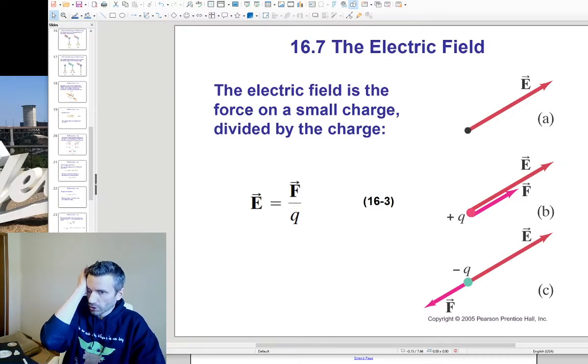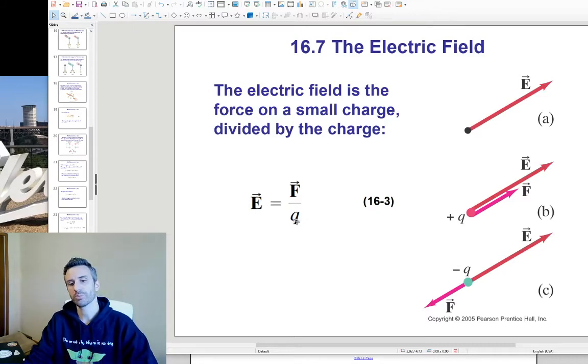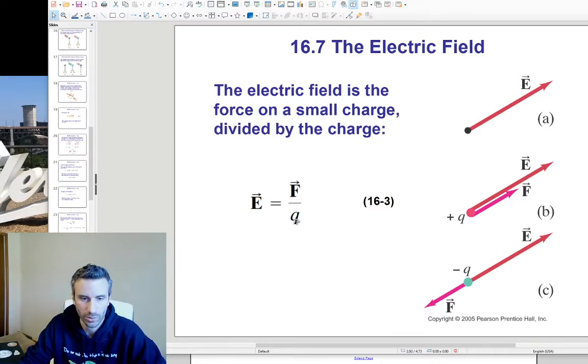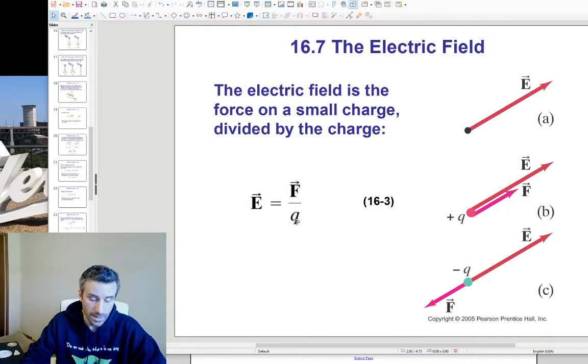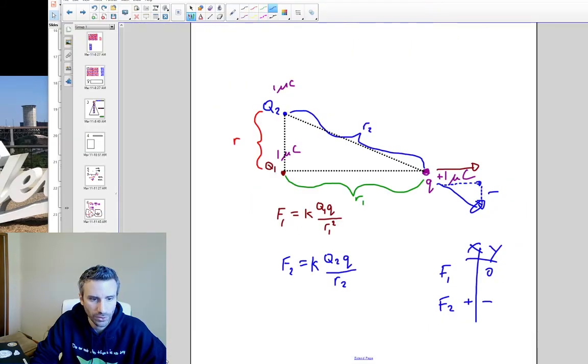Electric field. Electric field is force per charge. The electric field is force per charge, and so it's a little q because what you're doing is putting that test charge there just for the purposes of figuring out how much force there would be at that location.